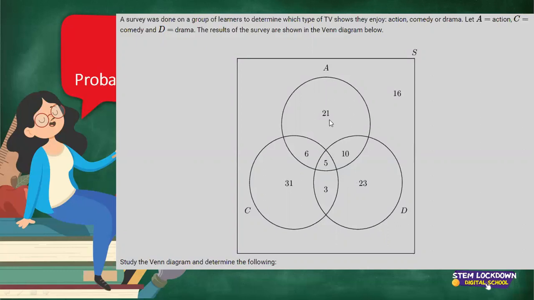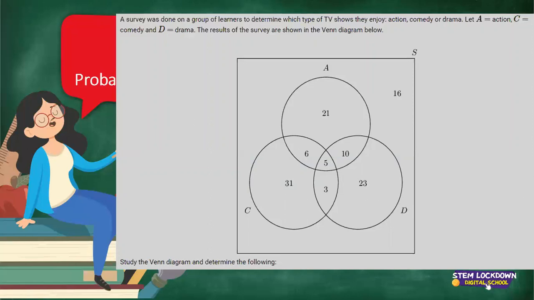So what is the probability of A? We add up all those in A over the total number, over the sample space, then we say 1 minus that probability. Again, to find the probability of not A, it is 1 minus the probability of A.